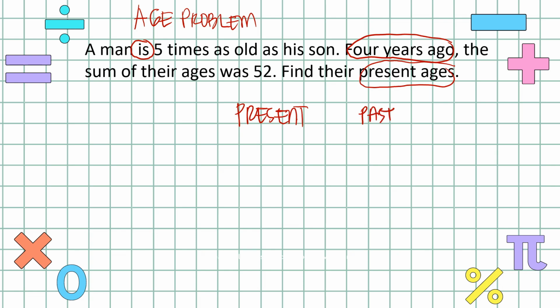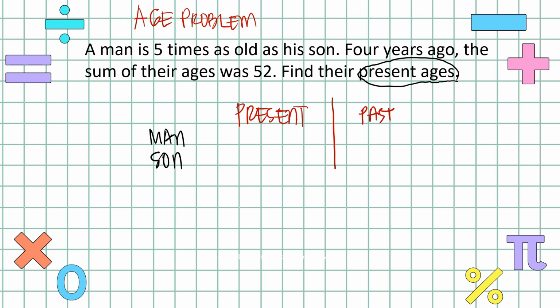Now, let's make a simple table out of this, comparing their present and past. So let's put the man's age here and the son's age here. We'll start using the clues given in our problem, or whichever we are trying to look for in our problem. So we'll start on that. And since we're working with the present ages, better start with the present age.